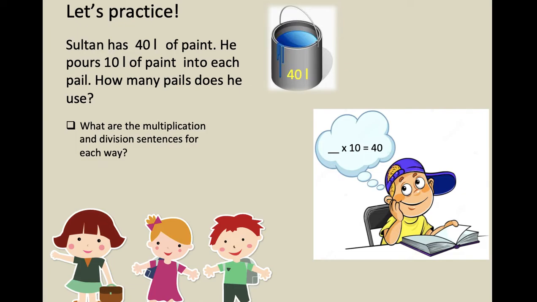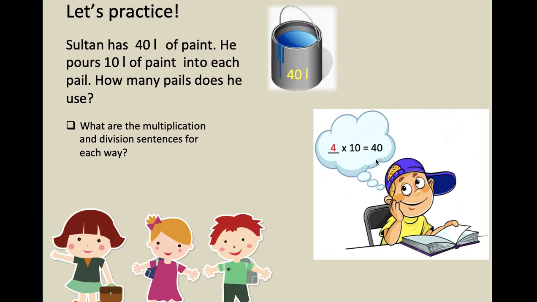So how many pails does he need then? Excellent. So he needs 4 pails because in each pail he is putting 10 liters of paint. So I told you to raise one finger for each pail. So 10, 20, 30, three fingers, 40, four fingers. That is 4 pails he needs for 40 liters.